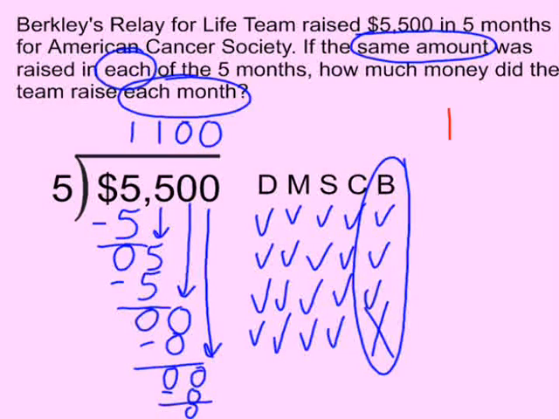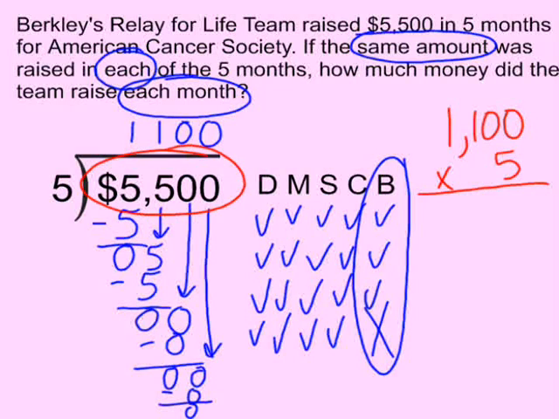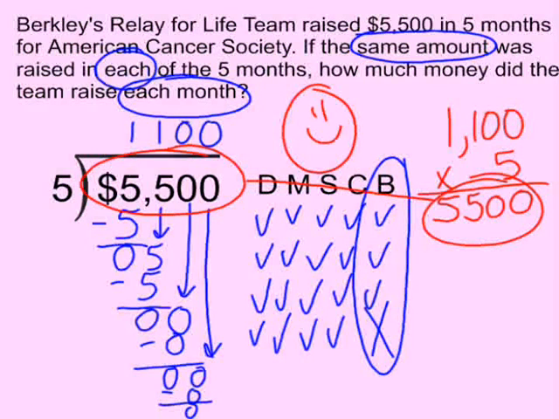So let's check it. $1,100 times 5 should equal $5,500. So 5 times 0 is 0. 5 times 0 is 0. 5 times 1 is 5. 5 times 1 is 5. So I know my answer is correct.